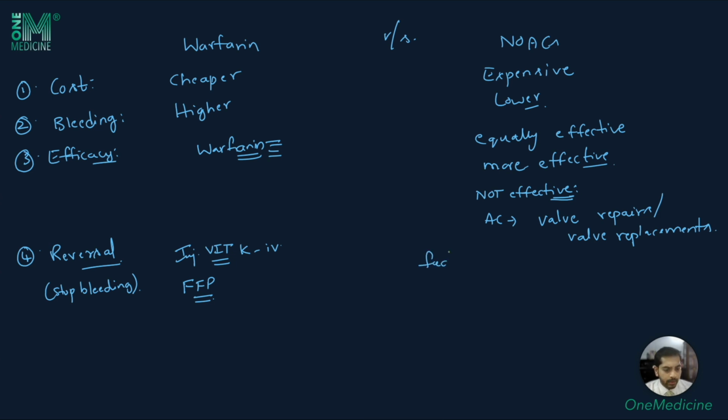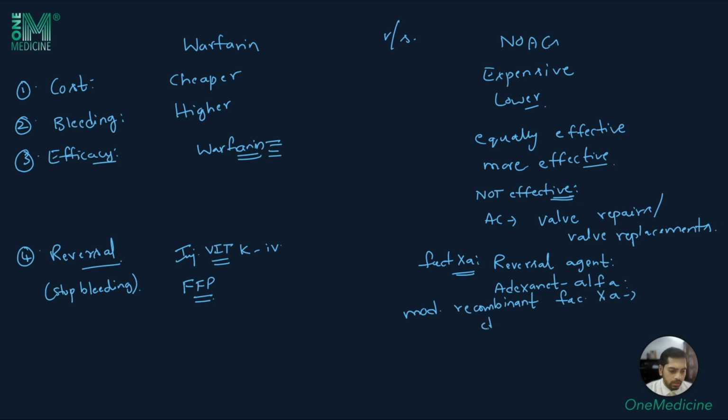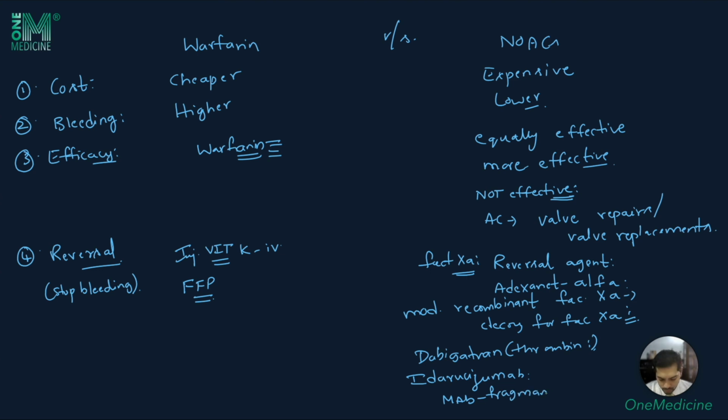The factor 10A inhibitors require a reversal agent, that is andexanet alpha, which is a modified recombinant factor 10A, which acts as a decoy for factor 10A inhibitors. And for dabigatran, that is a direct thrombin inhibitor, idarucizumab, which is a monoclonal antibody fragment with high affinity to dabigatran, can be used. So these options are quite expensive compared to a simple injection of vitamin K or FFP transfusion.